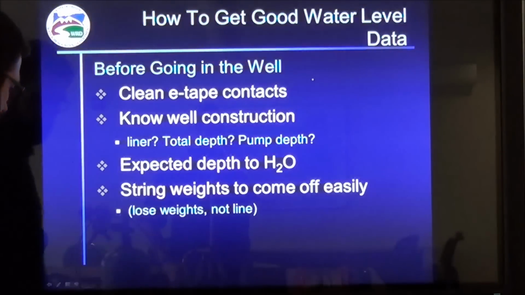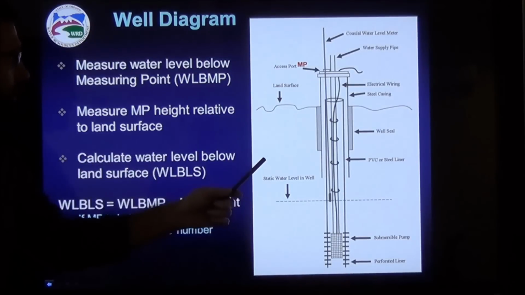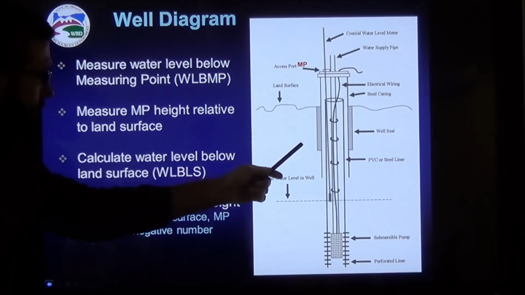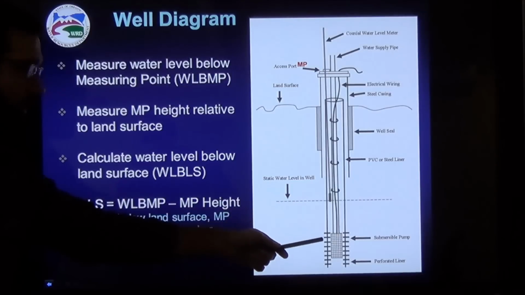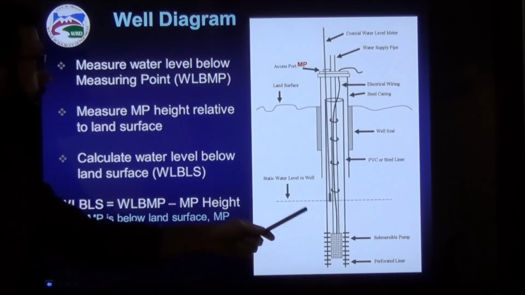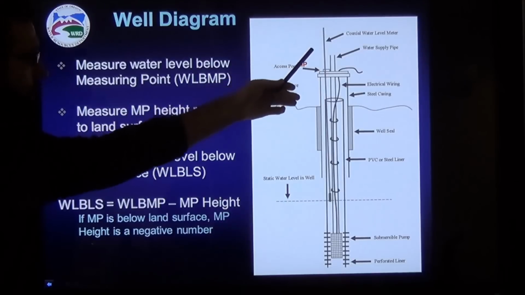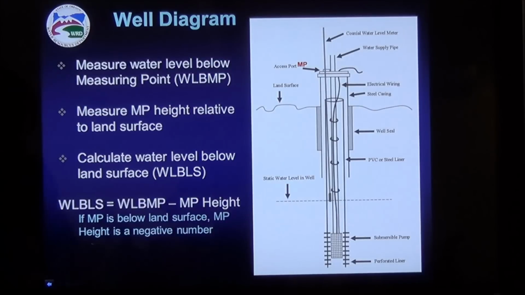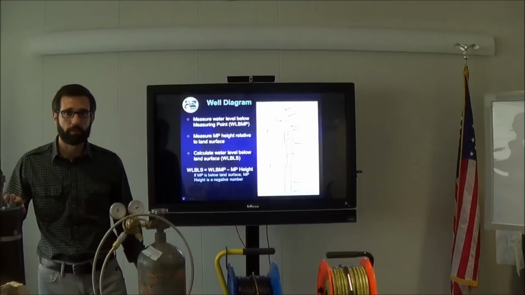Here's our casing. Inside the well, we have a liner. Here's our seal that extends down to some depth. Our water level's down here, and here's our submersible pump. Here's the measuring point on the well, and here is our E-tape going down the well. Now the measuring point is some point on the well where you're measuring from, that's typically above land surface.